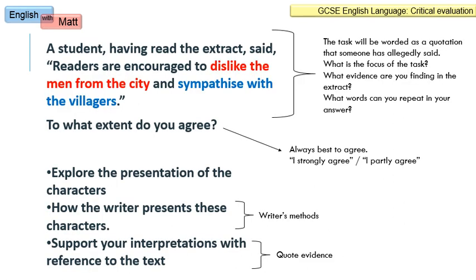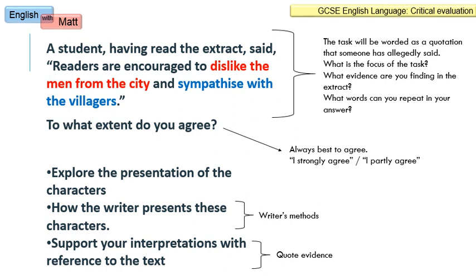The question for Paper 1 Question 4 will always be worded as a quotation that somebody has allegedly said. Chances are the examiner has made it up. Within that quotation, there's going to be key information which I have color-coded here in red and blue. This information is very important because it determines what you look for in the extract in terms of the evidence you go to find.